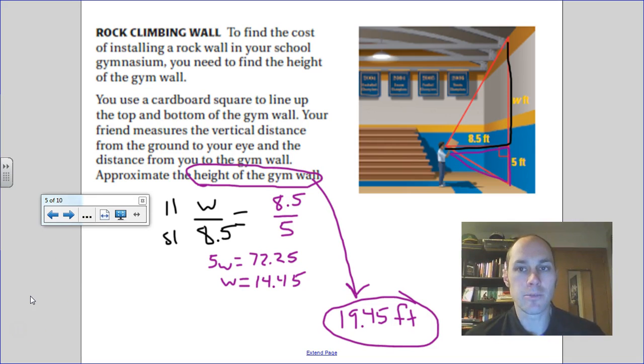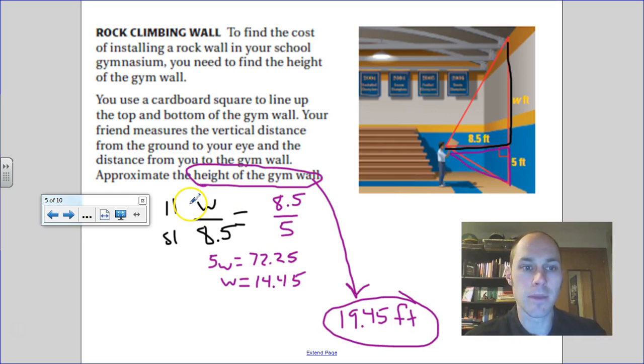So hopefully you figured out this is a pretty cool way to measure something indirectly. If you have this cardboard square, you can line up the top of the gym wall and the bottom. That guarantees that we have a right angle there, and if you look directly straight across, measure that length, and we can measure the length up to eye level. That's all we need in order to find the rest of the measurement, because we have 2 similar right triangles, one in black and the one in purple.